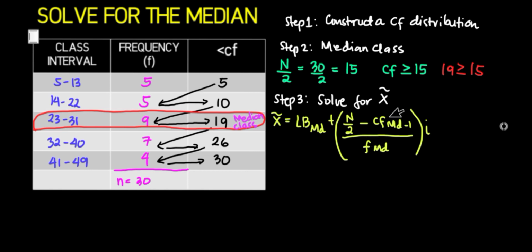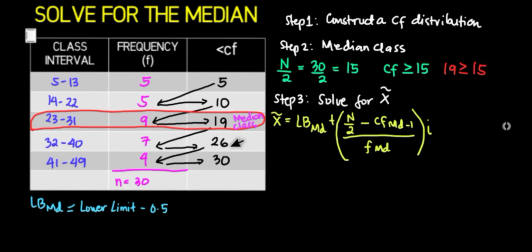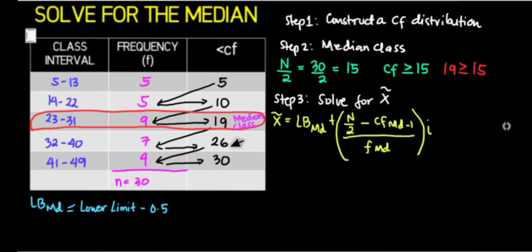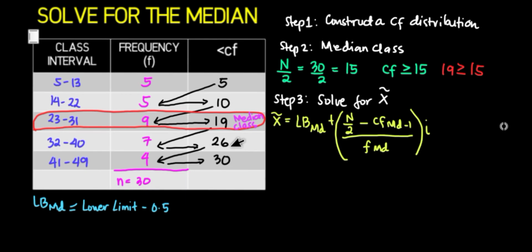And then, step 3 is solve for median. So, ito po yung formula. So, ilagay po muna natin yung mga dapat nating i-input. So, hanapin muna natin yung lower boundary ng median class. So, para mahanap yun, lower limit minus 0.5. So, tingnan po natin ano nga ba ang lower limit ng median class natin, yung interval na 23 minus 0.5. That is 22.5. So, yan po yung lower boundary.